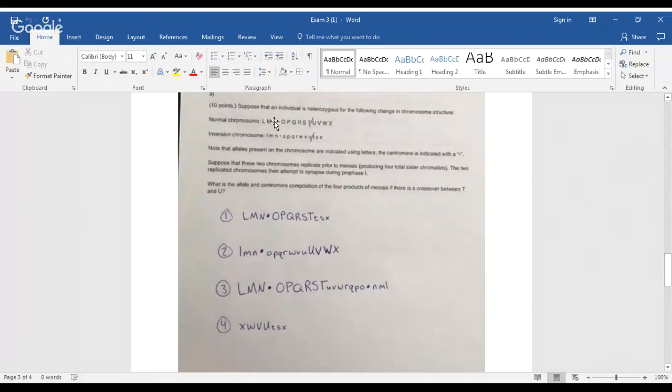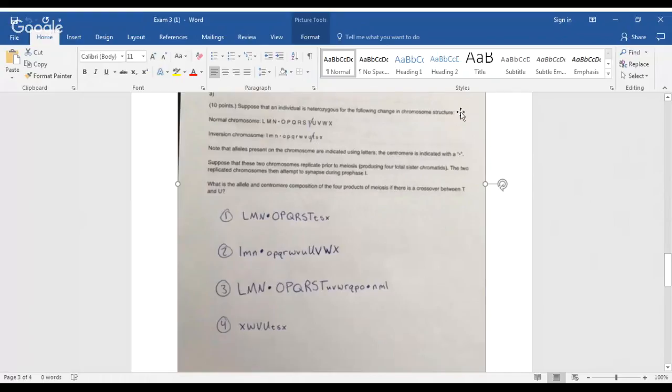If it were to be between the N and the O, or anything like that, then we know it is pericentric. And so then what are the 4 products? Well, the first one would be a normal chromosome, but then as you're going down the line, once you get to the T, you jump down to where the U ends, and so you go TSX.